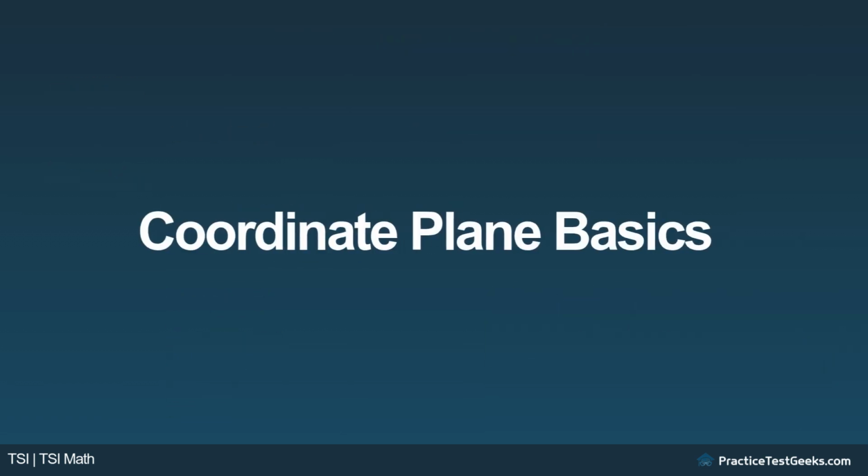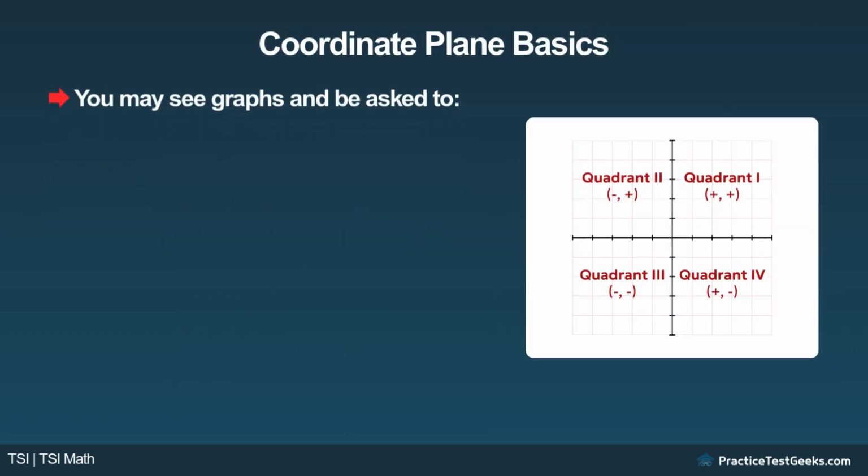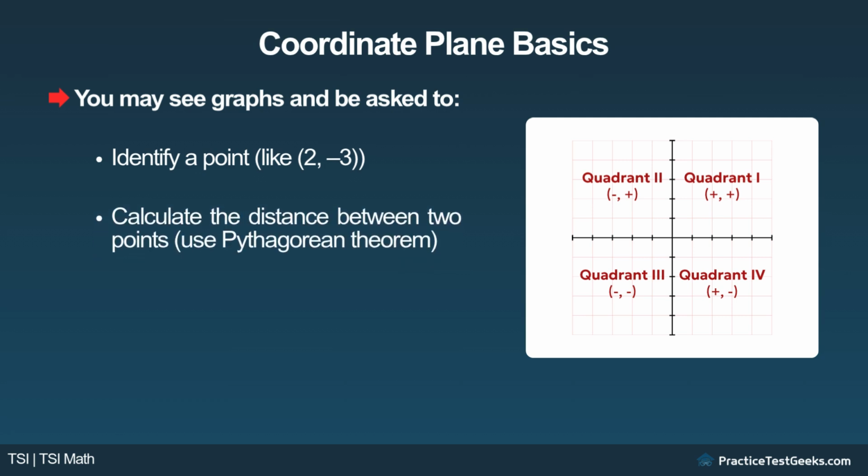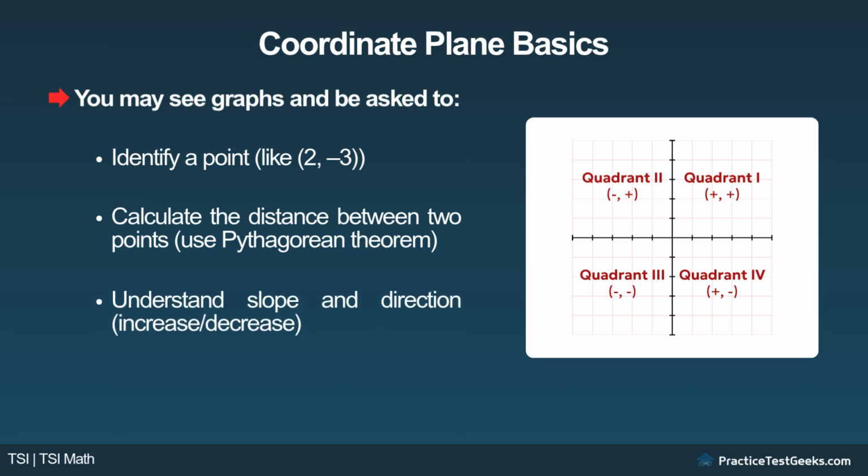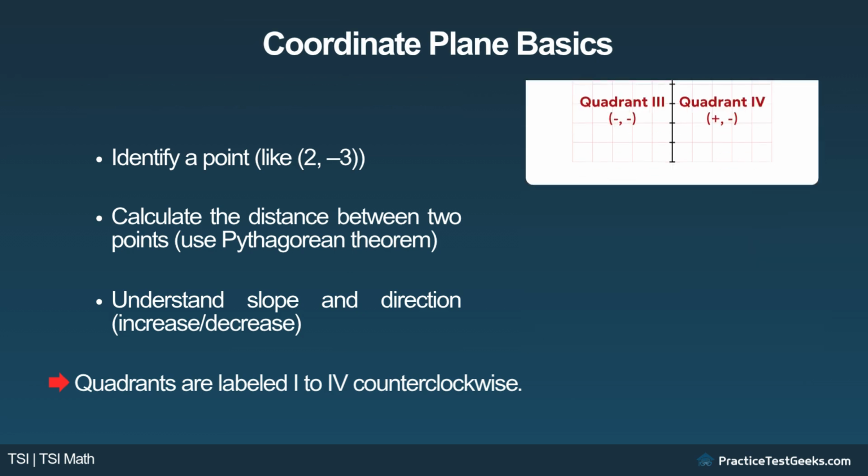Coordinate plane basics. You may see graphs and be asked to identify a point, like the point (2, -3). Calculate the distance between 2 points or use the Pythagorean theorem. Understand slope and direction, increase or decrease. Quadrants are labeled 1 to 4 counterclockwise.